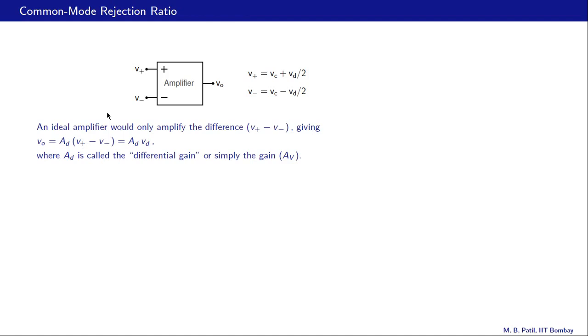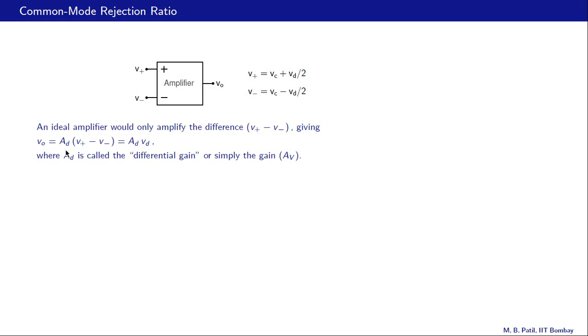So it is clear that we are looking for an amplifier which will only amplify the difference between two voltages, V1 and V2. And here is a black box representation of such an amplifier. It has two input terminals, plus and minus, and the two voltages are denoted by V plus and V minus. Such an ideal amplifier would only amplify the difference between these two voltages, that is V plus minus V minus, giving the output voltage VO as AD times V plus minus V minus, that is AD times VD, where VD is the differential mode voltage.